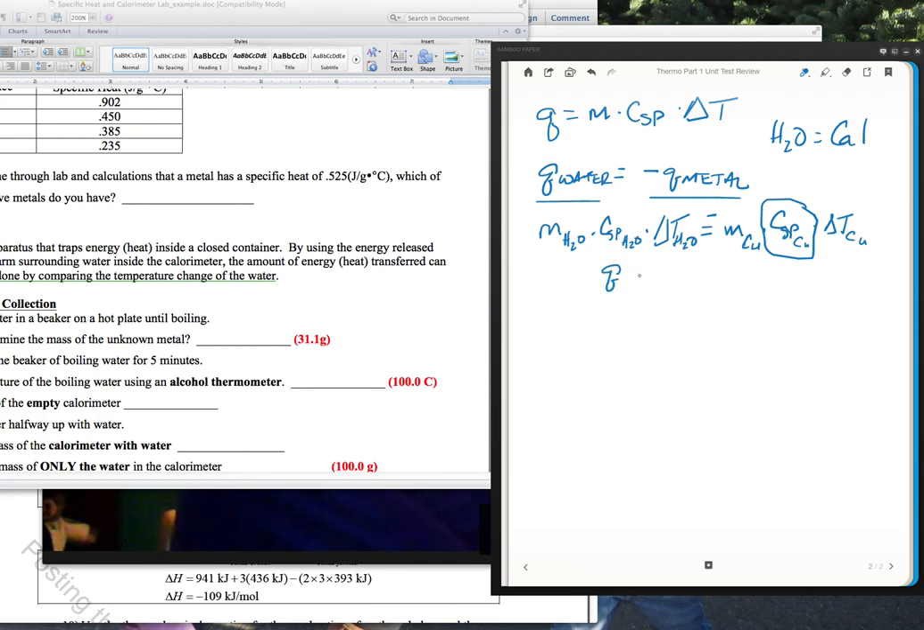So you find this Q, and then you can just plug it in here and say that the Q of the metal divided by the mass of the metal, which I'm just going to call Cu, times the delta T of the metal equals the Cs. And this is often what you're trying to find. That has been a past test question, and I anticipated that it could be a possible test question in the future, so I am putting it on my test.